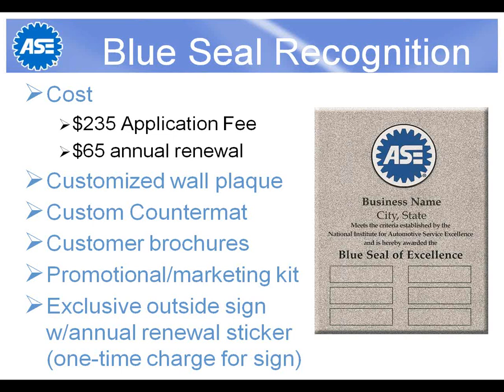We also provide an exclusive outside sign, as I had mentioned earlier, that yellow sign with the blue background, with an annual renewal sticker. Now, the sign itself is an additional charge, but you're only charged one time for the sign, and the cost of the renewal sticker is included in that $65 annual renewal fee, so there's no additional costs. Again, if you want to see what the signage would cost, you can simply go to the ASE store on the ASE website at www.ase.com. Again, only those who qualify for Blue Seal recognition are allowed to order the Blue Seal sign or receive any of these materials.